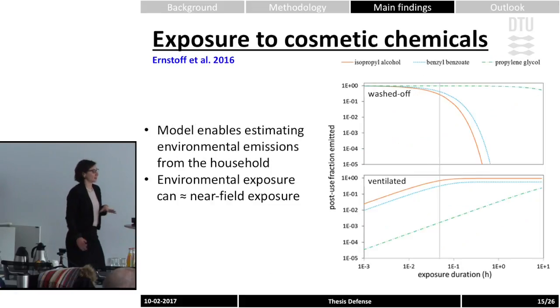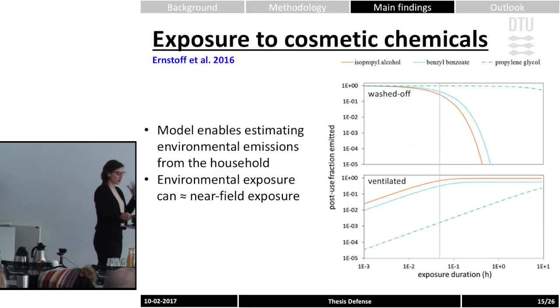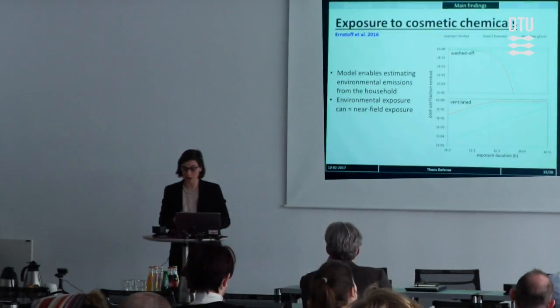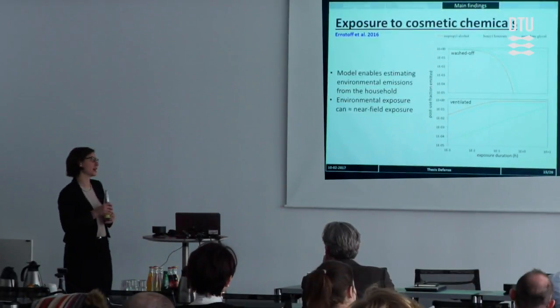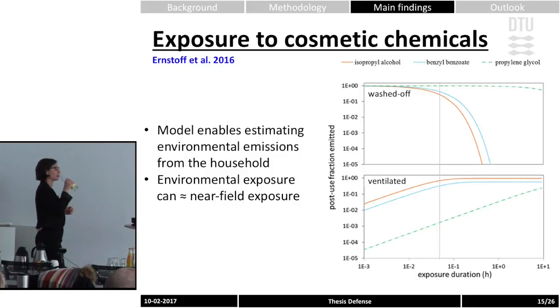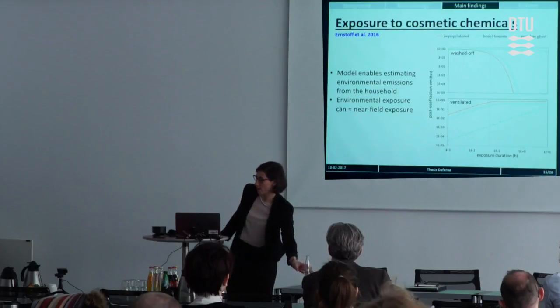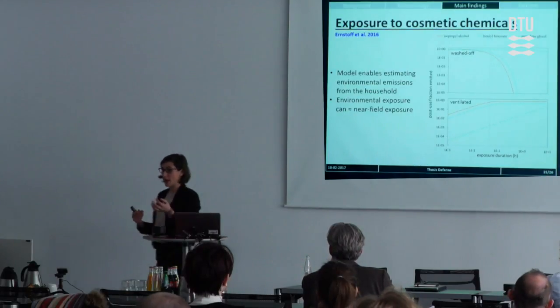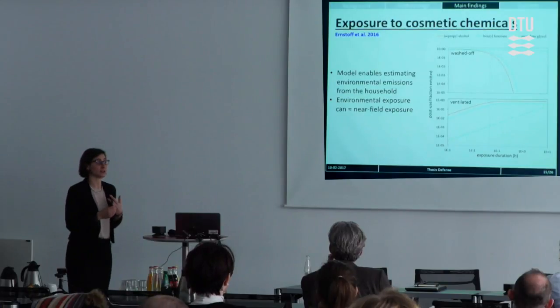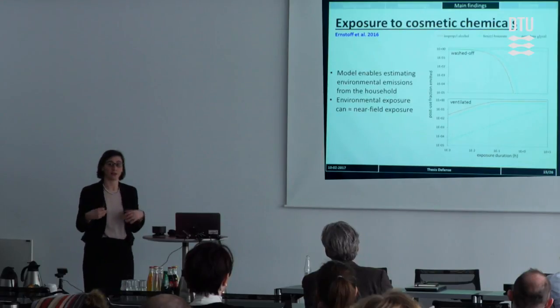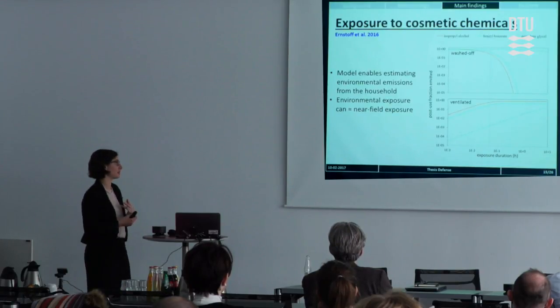Okay, and just to extend that, this model is also looking at different pathways. On the top here, we have the washed off fraction, and on the bottom graph, we have the ventilated fraction. Again, on the x-axis is the exposure duration, and on the y-axis is the post-use fraction emitted. This was the first time there was a model looking at the amount of cosmetic that can be emitted after it's been used. You can imagine this is important for all sorts of scientific work, for example, looking at the amount of emissions that could cause ecotoxicity.